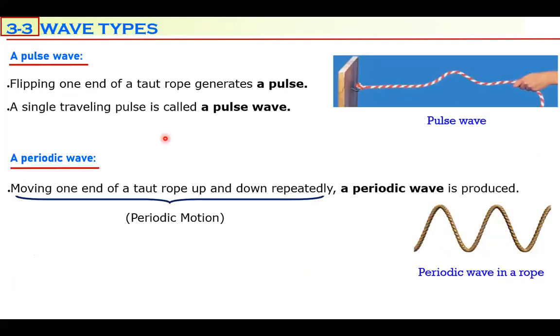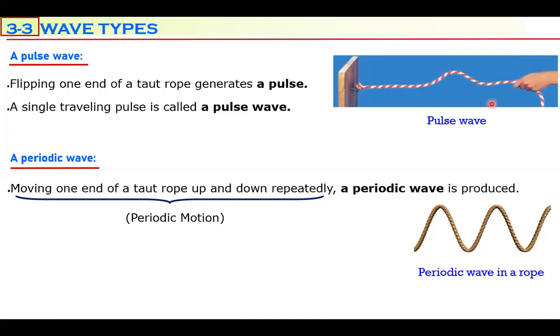The first one is the pulse wave. Pulse wave is just a small duration of wave like this. If you flip one end of the rope up and back again to where you are, so you make a pulse. So your hand will move up and back. So flipping one end of a taut, meaning stretched, rope generates a pulse. A single traveling pulse, meaning this pulse, is called pulse wave. It's a traveling disturbance also.